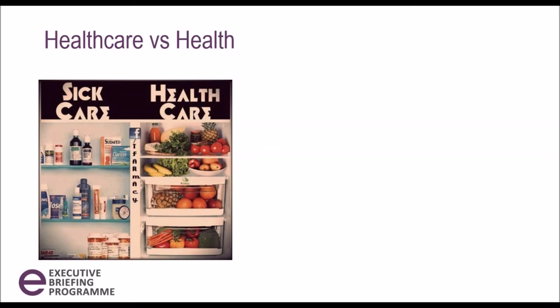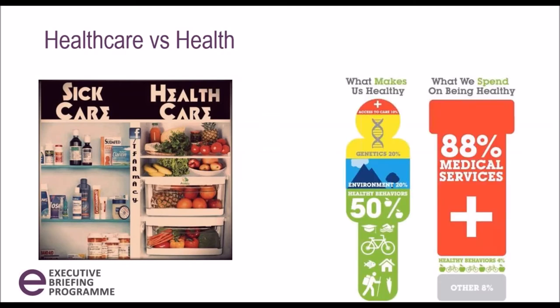And on the right-hand side, you can see a fridge full of fruit and vegetables and things, and that's healthcare. And there's something about, you know, are we a national sick care service, a disease service, or are we a healthcare service? And the reason why this is important is because if we now look at this little picture, it shows that when you start thinking about what makes us healthy, in fact, there's only about 10% of what we do that healthcare can impact on.